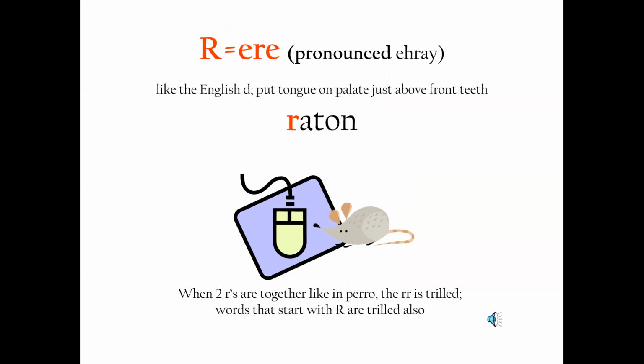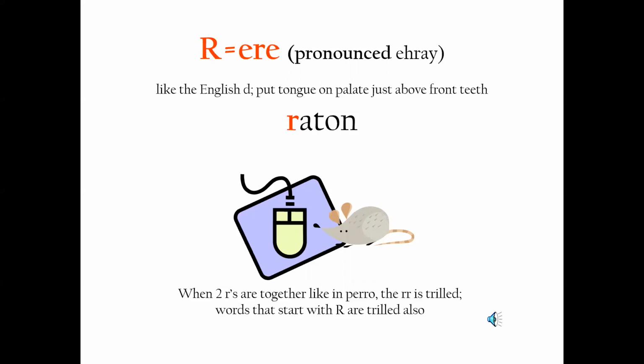Ere. If you put your tongue on the roof of your mouth, just above your front teeth, it sounds kind of like an English D. If you're still pronouncing it like an R in English, that is perfectly okay. But the closer you get to pronouncing it a little bit more like the English D, the closer you'll get to being able to roll your R's. So this is pronounced ere.